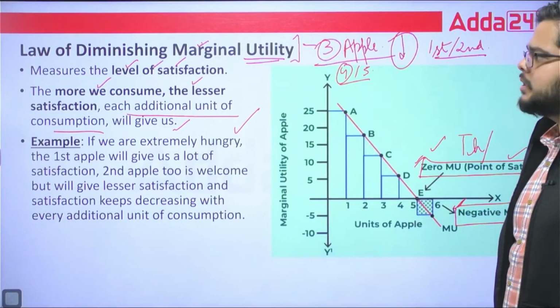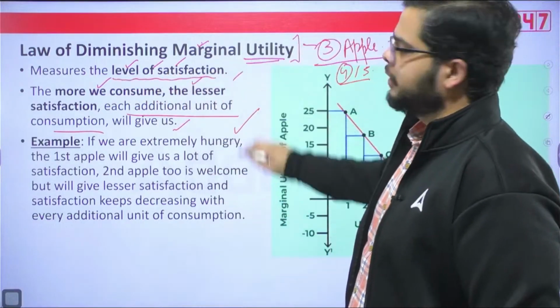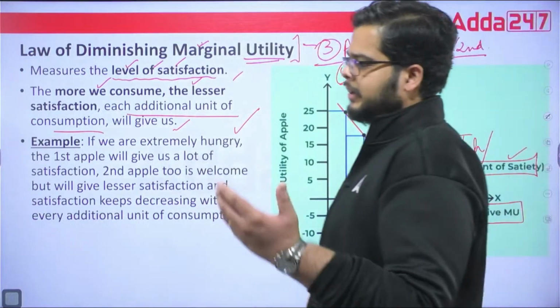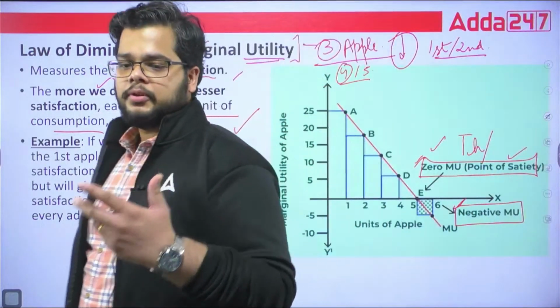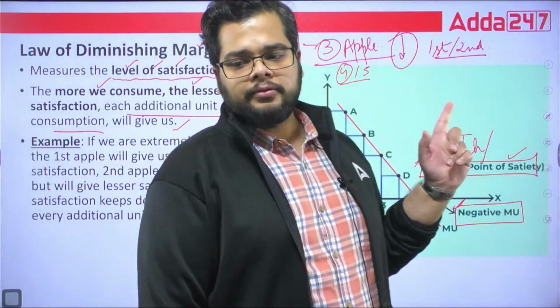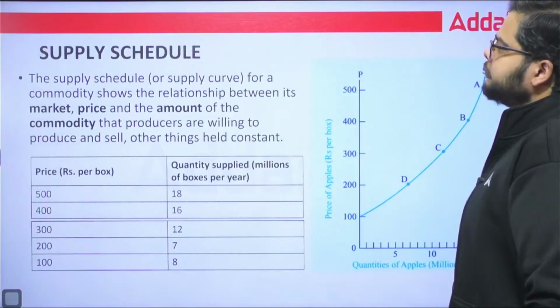So you must remember one keyword, that is level of satisfaction. If a particular case study, or a statement in the exam, talks about the level of satisfaction, then you can mark the concept of law of diminishing marginal utility as the right answer.